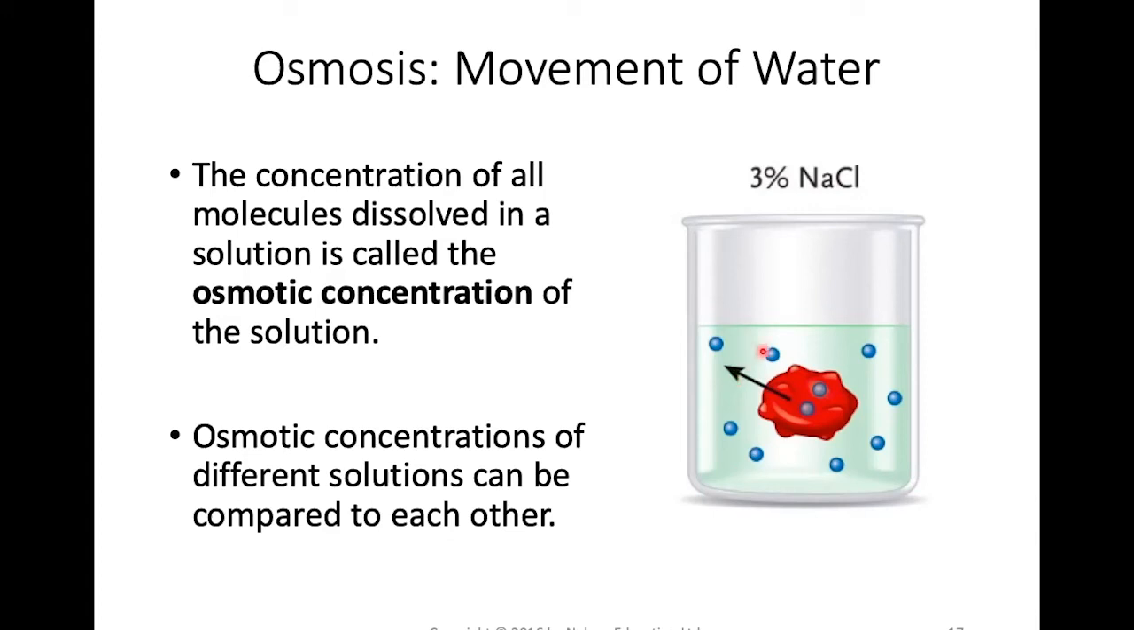Now, osmotic concentrations of different solutions can be compared to each other. So here we have the intracellular space or compartment, and that's going to have its own osmotic concentration. And then you're going to have the extracellular space or fluid, and that extracellular fluid is going to have its own osmotic concentration. So if the inside of the cell has a higher osmotic concentration than the outside of the cell, then water is going to want to move to an area where it is less concentrated.